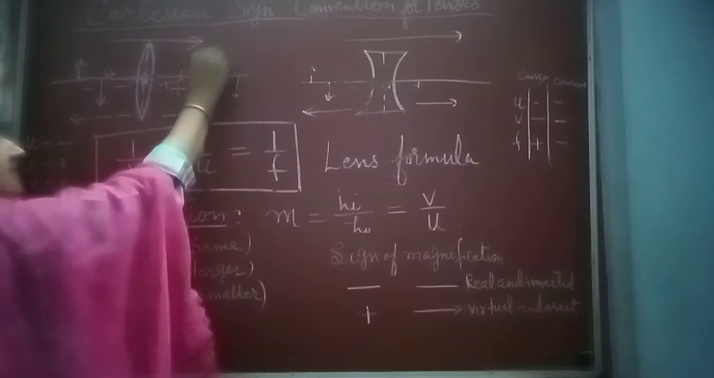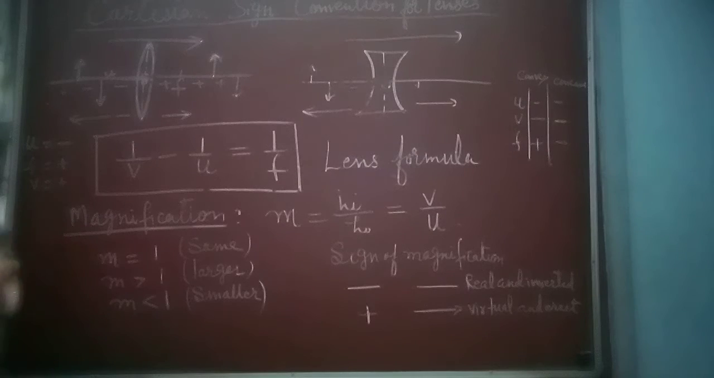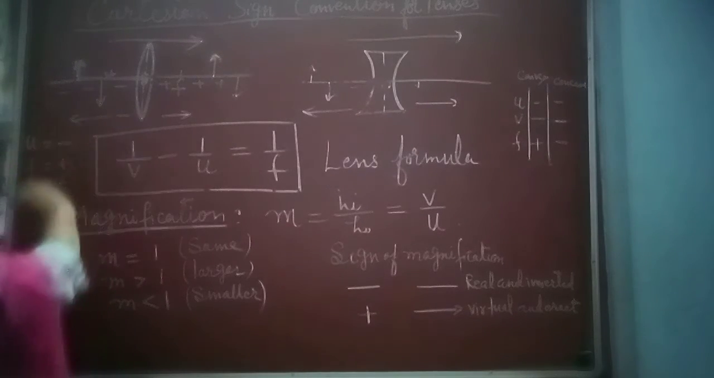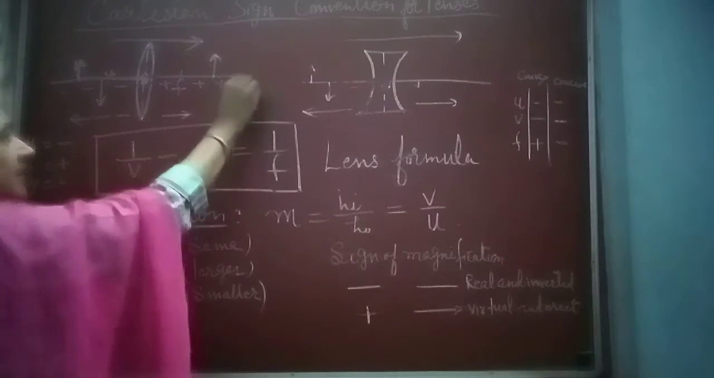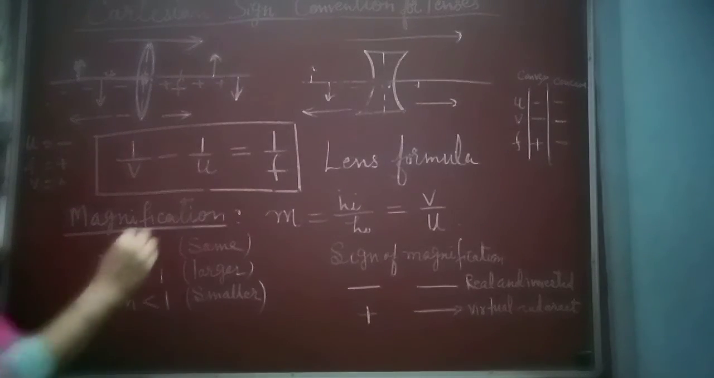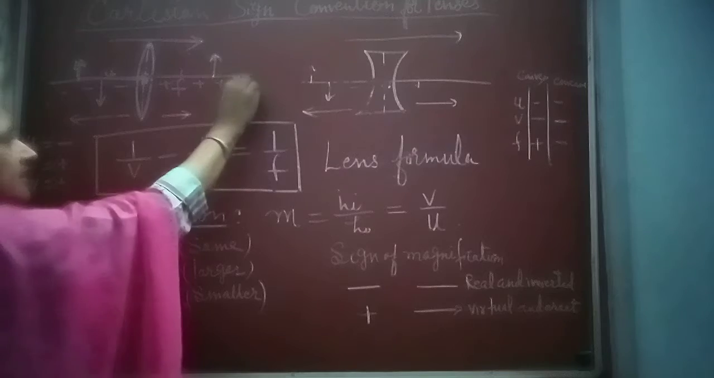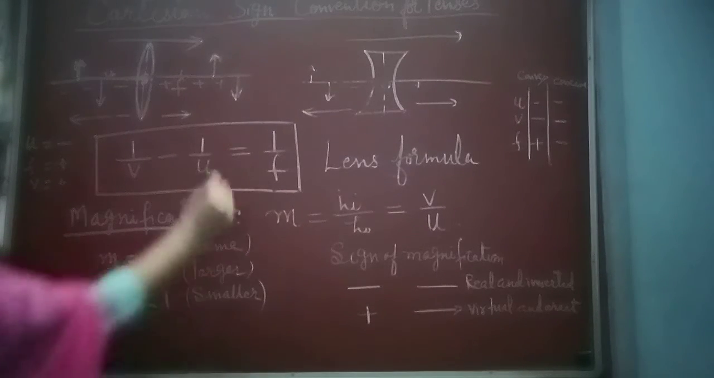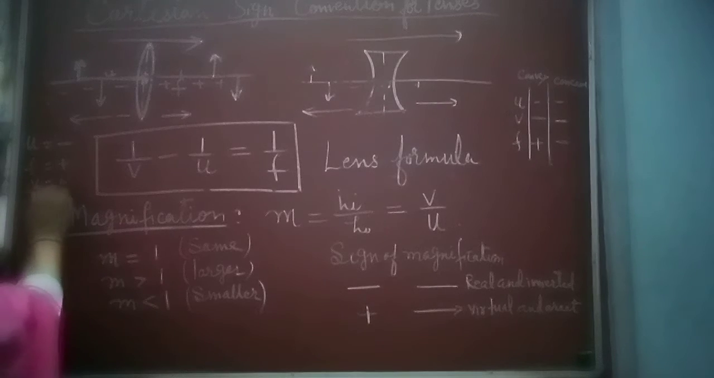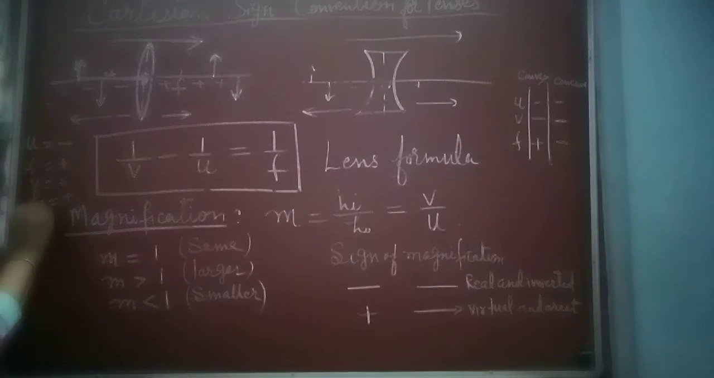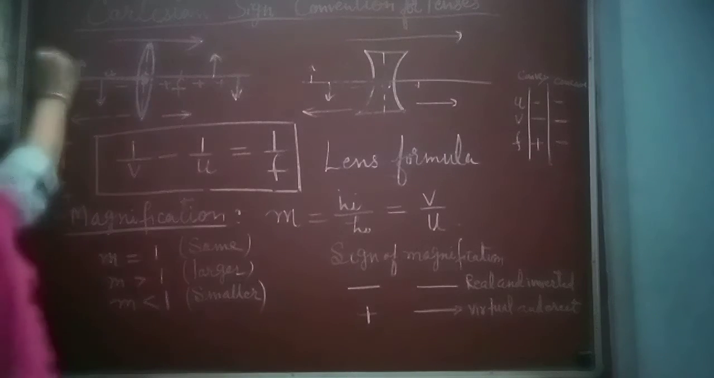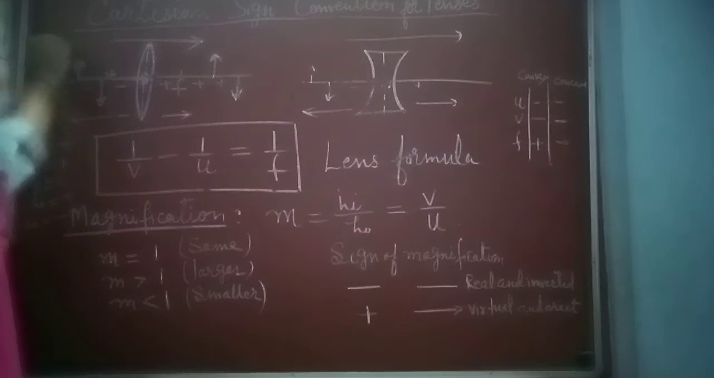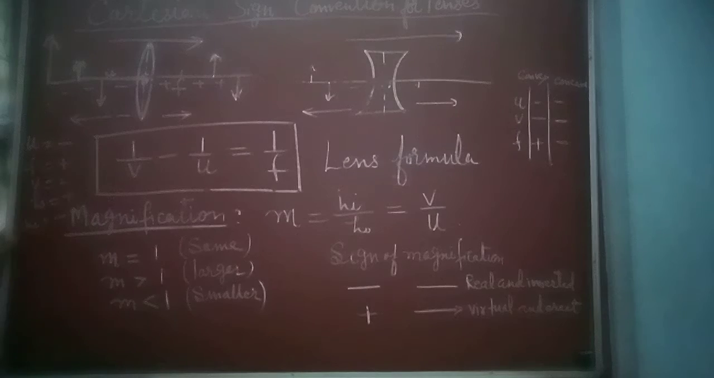Above the principal axis, distances are considered to be positive. So height of the object is always positive. A real and inverted image forms below the principal axis, so the distances measured below the principal axis are considered to be negative. So height of the object is positive and height of the image is negative for a real image. And for a virtual image, height of the object is positive and height of the image is also positive.